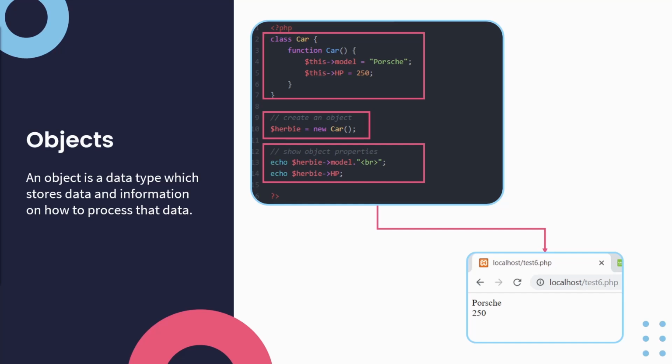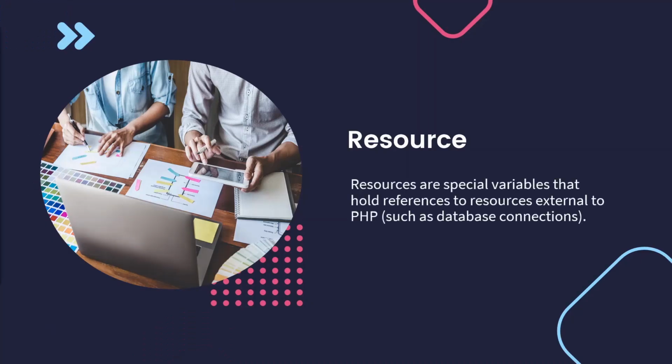Again, objects are going to make a lot more sense once we actually practice them. Now, resources is essentially the final data type on this list, and resources are special variables that hold references to resources external to PHP, such as a database connection. Once we've covered a bit of SQL and we understand how to perform CRUD operations, we will revisit the topic of resources to better understand how they are used to make connections to a database.